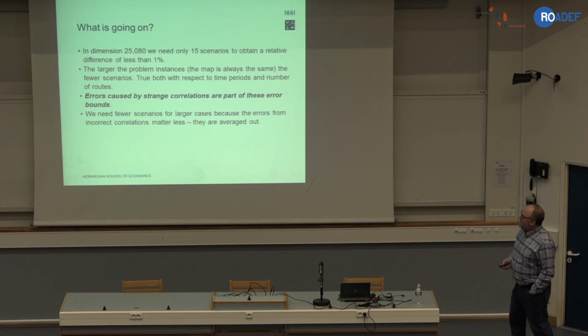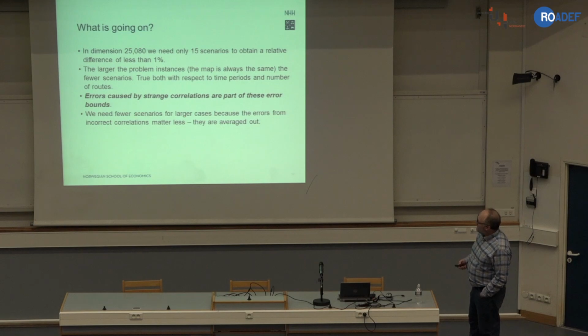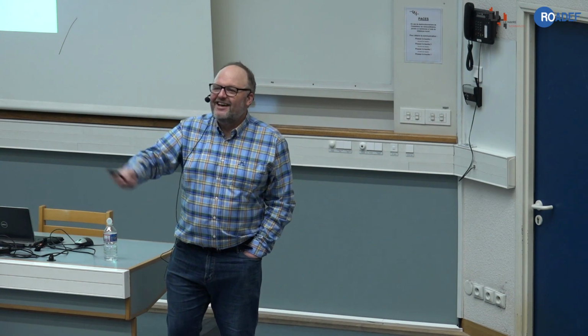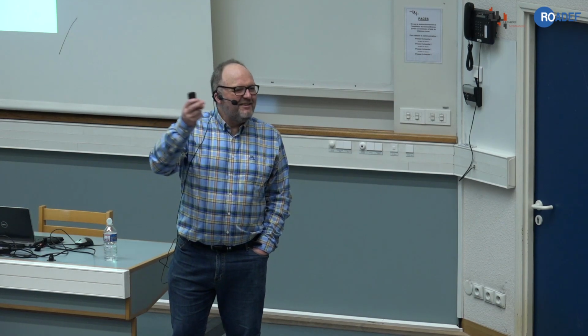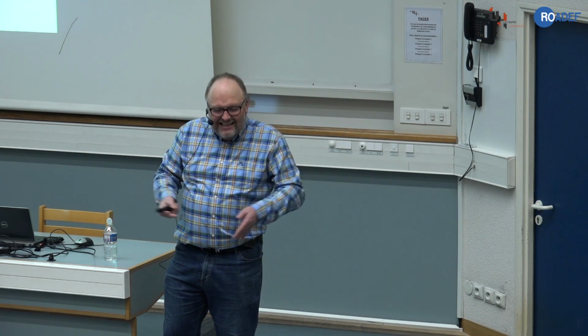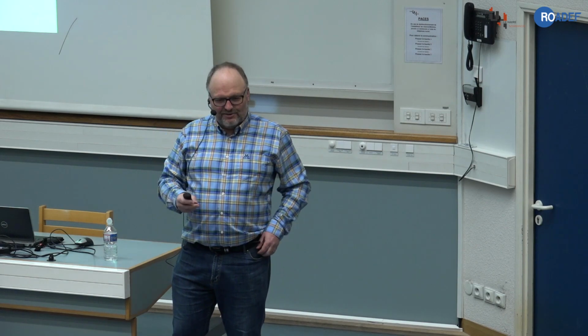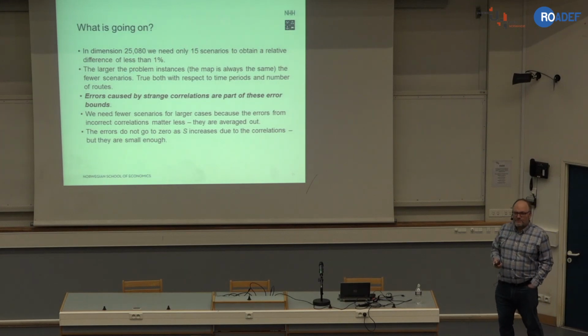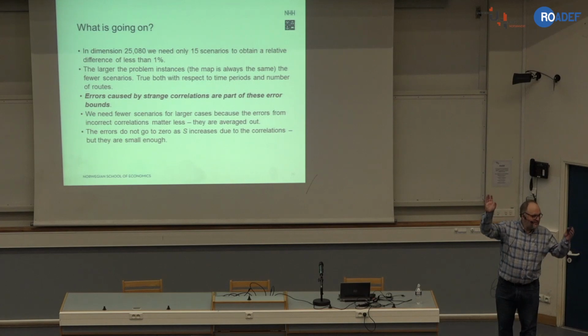We need fewer scenarios for larger cases because the errors from incorrect correlations kind of get averaged out because there are more routes. So there are some incorrect correlations, but because they sit inside more and more routes, and the number of periods or the number of road links in each route becomes bigger and bigger, each error gets smoothed out. But there is one thing worth seeing, and that's the error never goes to 0. But I'm happy with 1%. If you want 0.001%, this doesn't work.